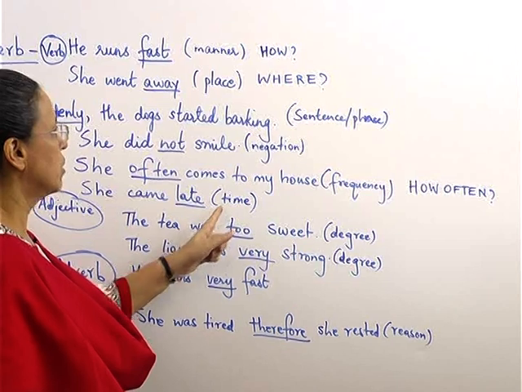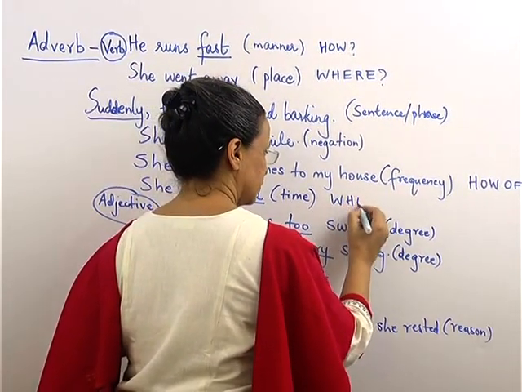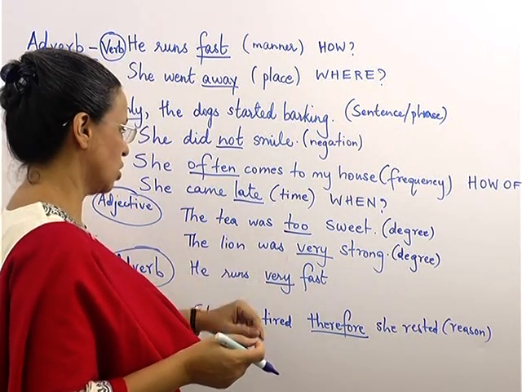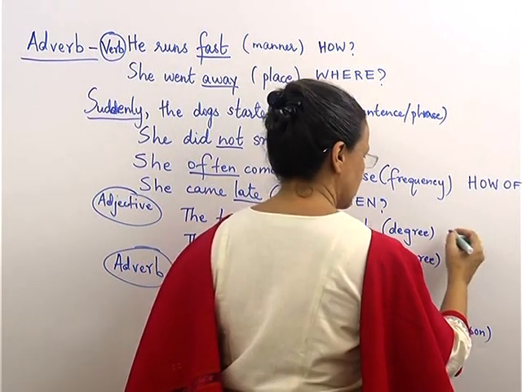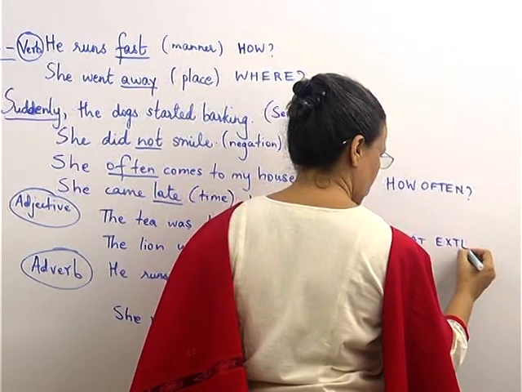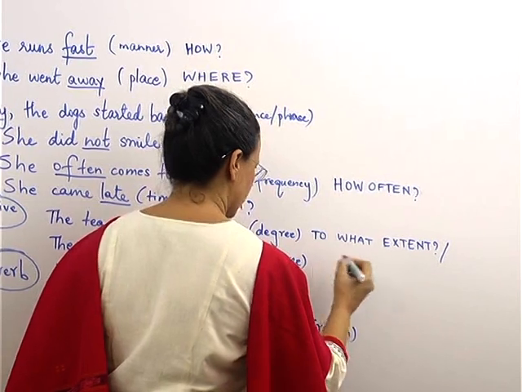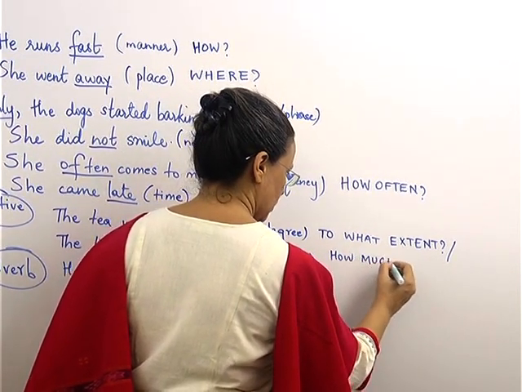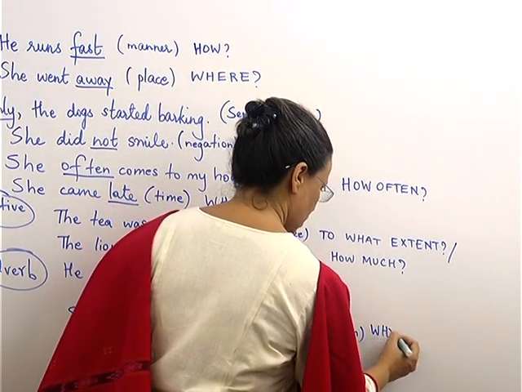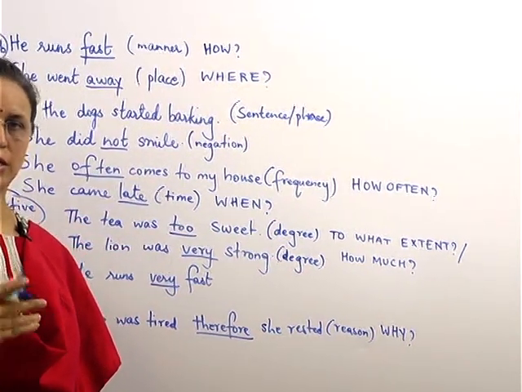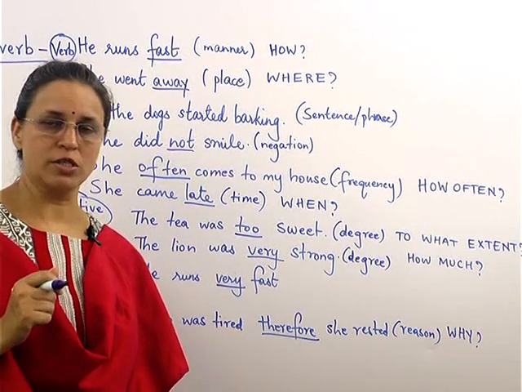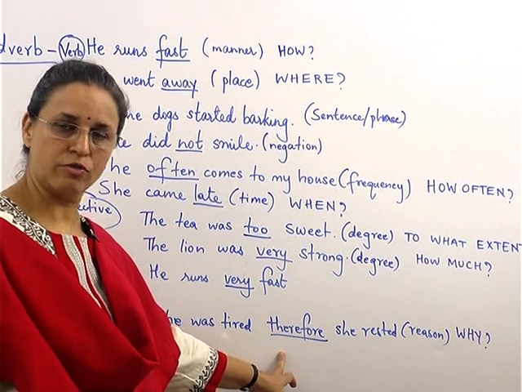Then you have of time. For time you will ask the question when. So here when we ask the question, she came. When? Late. Or the tea was too hot, or it was very strong. So here for degree we will ask the question, to what extent? Or you can also ask, how much? And for reason we will always ask the question why. So here when we ask why did she rest? She rested. Rested is a verb. So this adverb tells us about the verb, but it tells us why did she rest? Because she was tired. But if we use because, then it is a conjunction. So here therefore is acting as an adverb of reason.